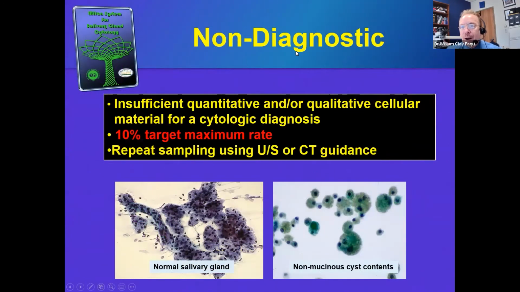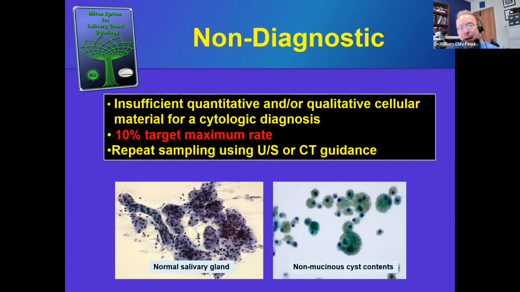Okay, so for our non-diagnostic category, we would recommend in the Milan system that it not be used more than about 10% of the time. If you are getting a very high non-diagnostic rate, you should probably step back and take a look at who's doing this. Should you be using ultrasound guidance or something? Because you don't want your non-diagnostic rate to be too high. The other thing is that in the first edition of Milan, we recommended that you needed to have about 60 cells present in order for your sample to be diagnostic.